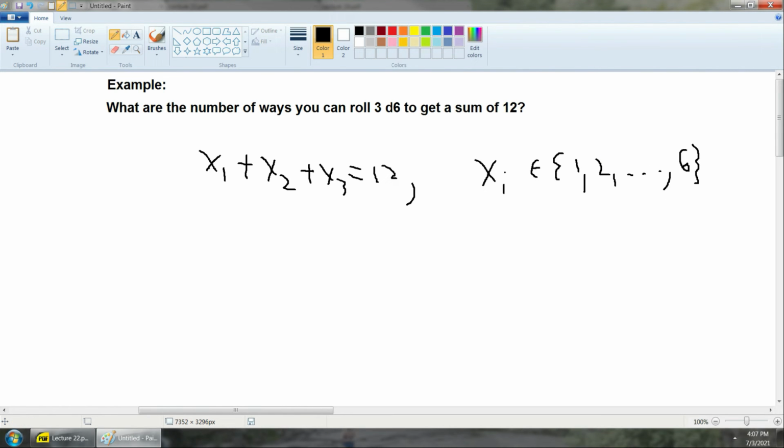So now there's a problem with this. In the previous examples, my domain for each one of the xi's started at 0 and it went off to infinity. Here I have the restriction where I have to stop at 6. Thus, if I directly tried to use the multi-choose on this, I would overcount the number of solutions because I would include things where one of the dice rolls was a 12 and the other two were 0, and that is not possible. So how do I overcome this problem?